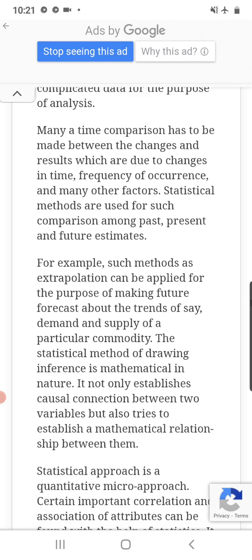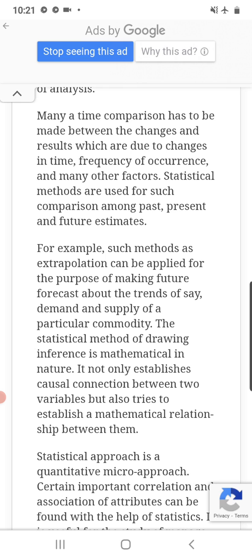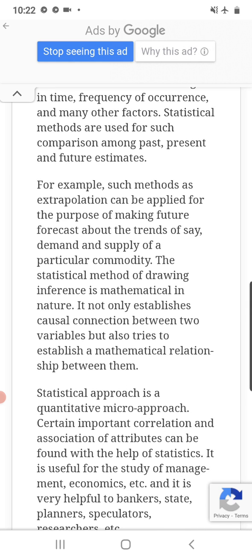For example, such a method as the extrapolation can be applied for the purpose of making the future forecast about the trend of the demand and supply of the particular commodity. The statistical method of drawing the inference is mathematical in nature. It not only establishes the causal connection between two variables but also tries to establish a mathematical relationship between them.